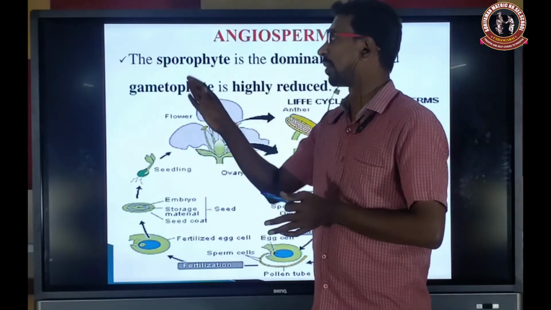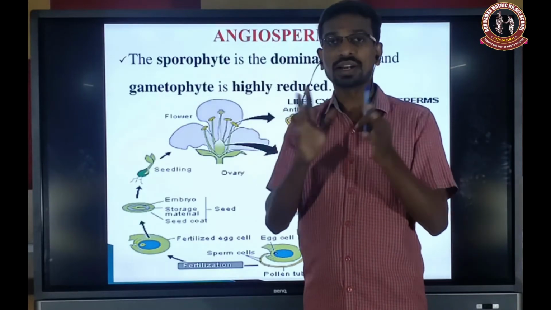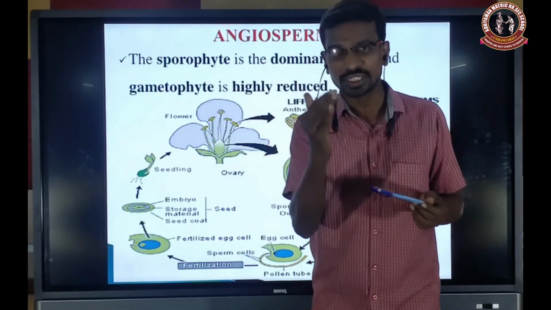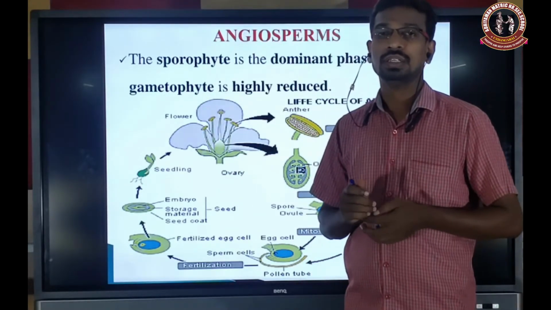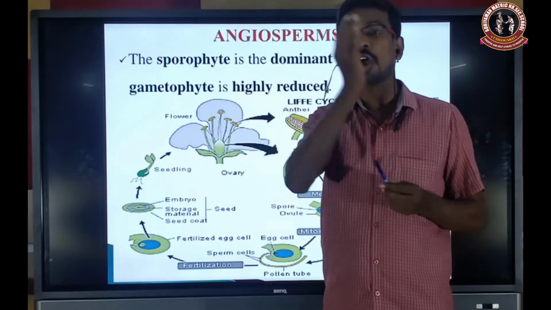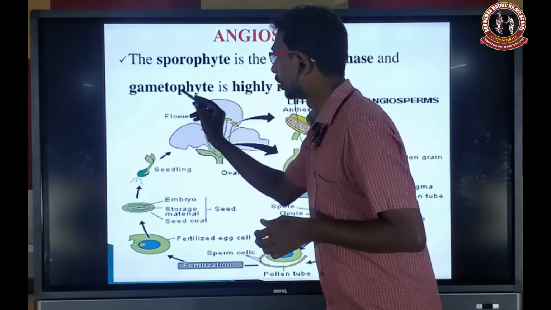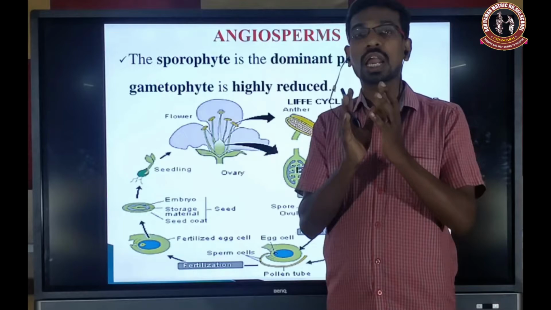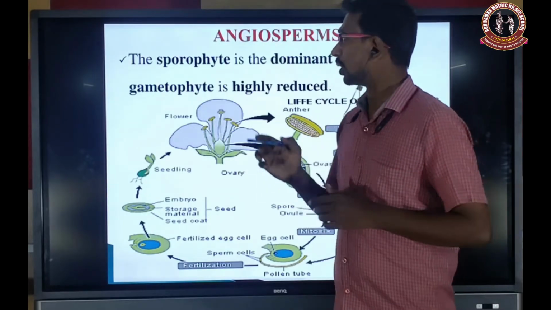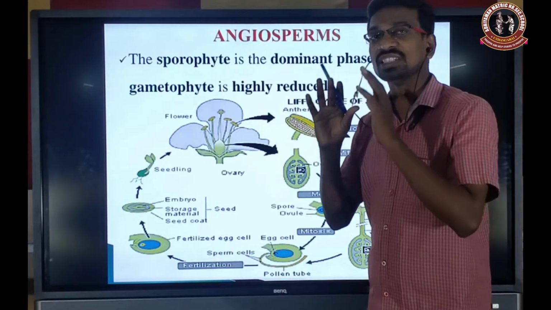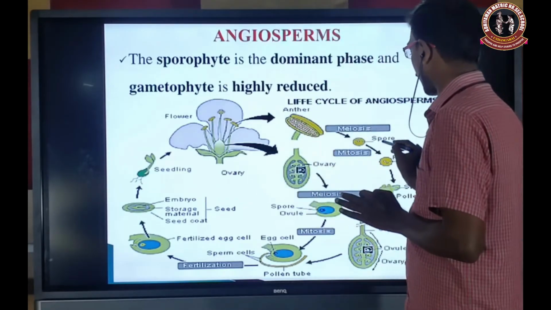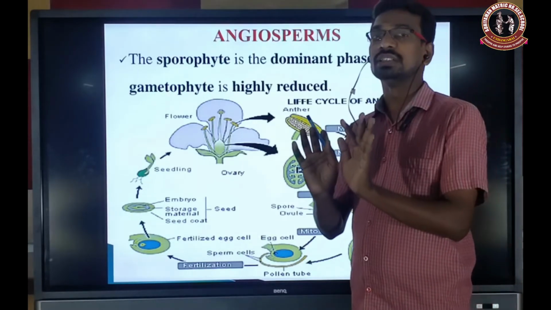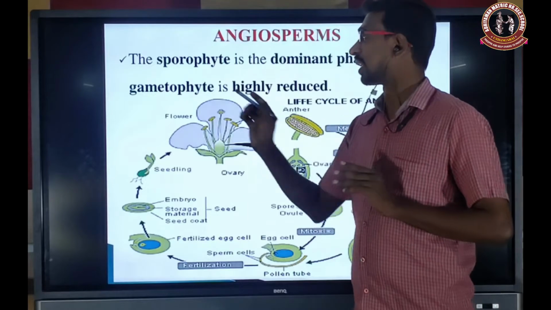The majority of the life cycle is occupied by the sporophytic, that is diploid, condition. Here the gametophytic phase is slowly reduced from pteridophytes to angiosperms. It is very much reduced in angiosperms, the gametophytic phase, that is haploid. So in angiosperms, the gametophytic phase is represented only by the male pollen grain and male gamete. In the female, the egg is considered a gametophyte.